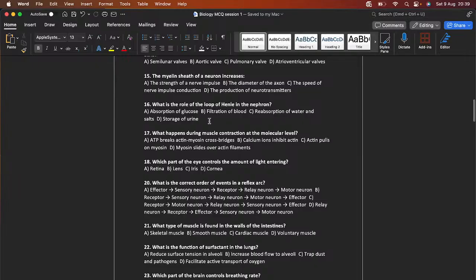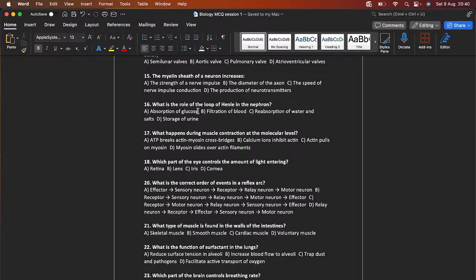What is the role of the loop of Henle in the nephron? Is it to absorb glucose, to filtrate blood, reabsorption of water and salts, or is it to store urine? So the loop of Henle is important for the reabsorption of water and salts. So we are trying to concentrate the urine. We want to keep as much water as we can inside the body, and as much salts as well. So the process of concentration of urine happens within the loop of Henle.